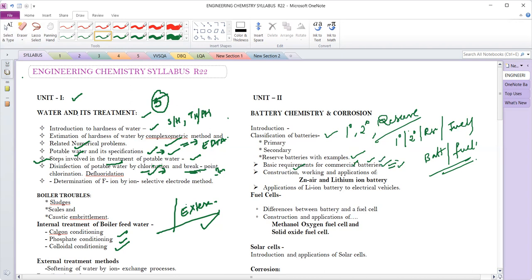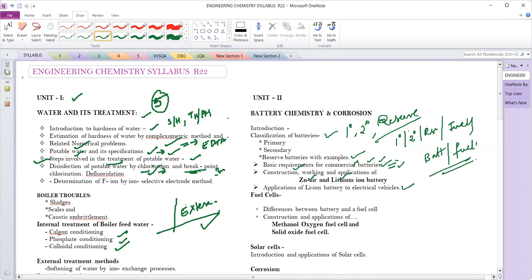in this. Okay. Next, coming to the construction, working, and application of the zinc air and lithium ion battery. The construction, applications, and working of the zinc air and lithium ion battery are important. And next, applications of the lithium ion battery to electrical vehicles.